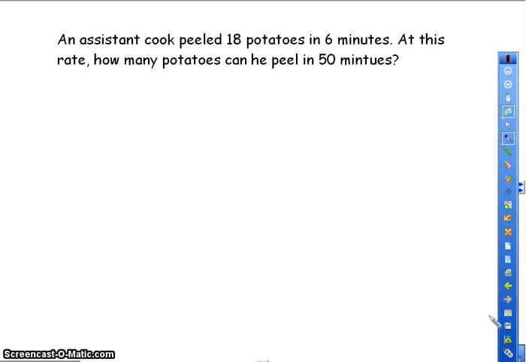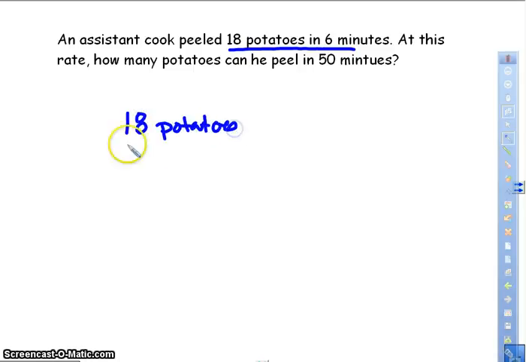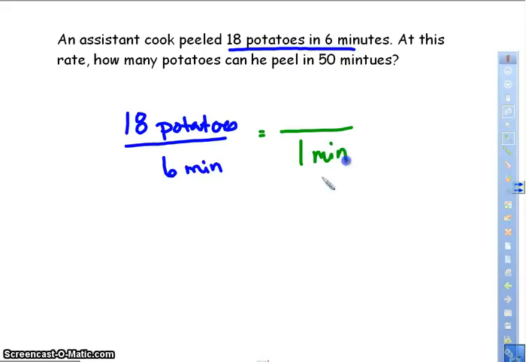And our last problem. An assistant cook peeled 18 potatoes in 6 minutes. At this rate, how many potatoes can he peel in 50 minutes? Okay, so right here is my rate. So 18 potatoes per 6 minutes. Okay, so what I want to do first is go ahead and find this unit rate. I want to know how many potatoes he peels in 1 minute.